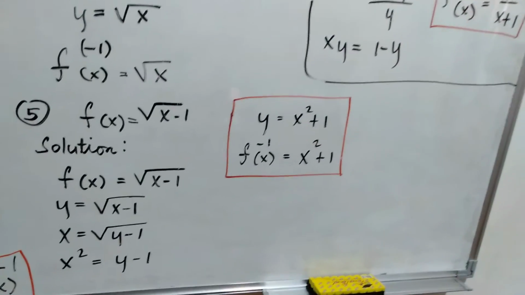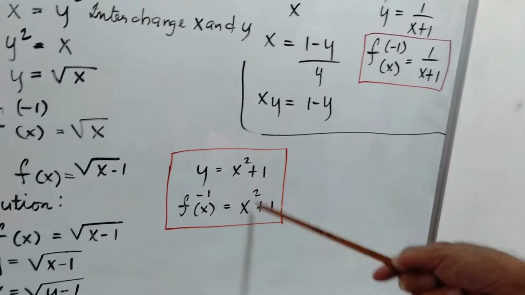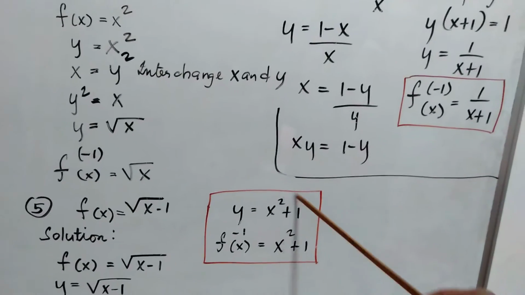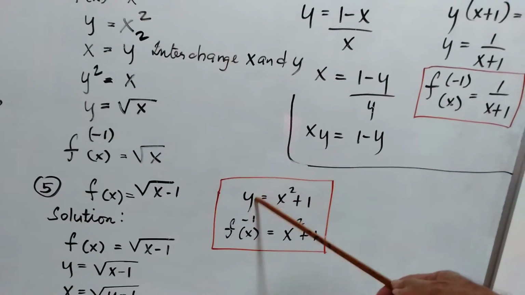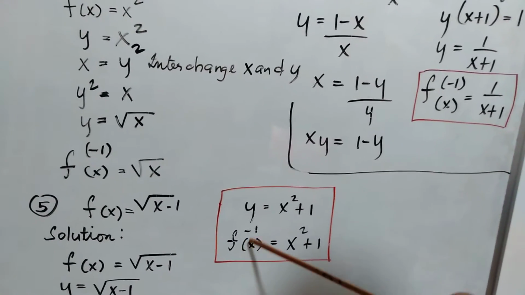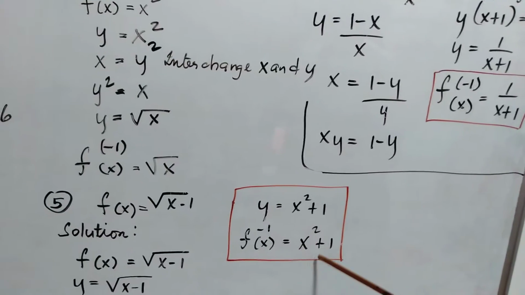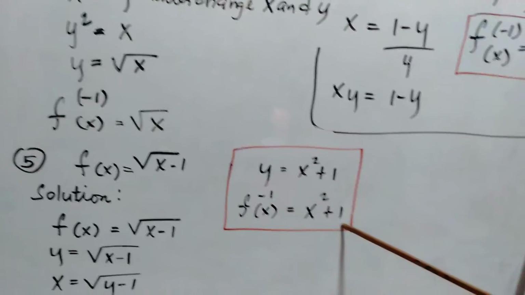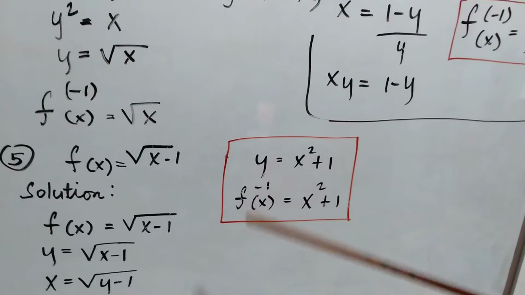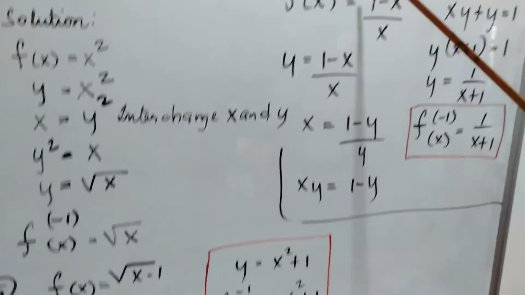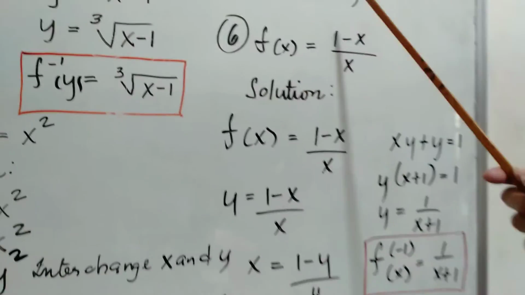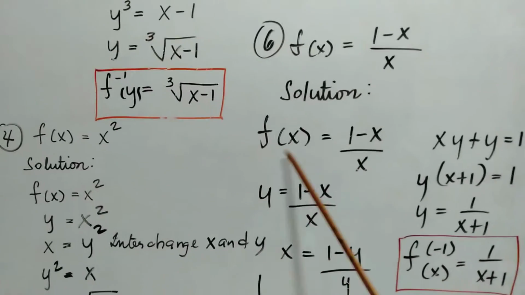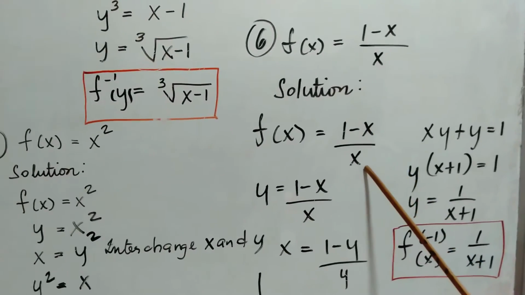And get the value of y. So we just transpose 1 to the other side of the equation. So y is equal to x squared plus 1. So this will be our answer. We just change this one to a symbol, the inverse of the given function is equal to x squared plus 1. So this will be our final answer. So for our final problem here, last problem, f of x is equal to 1 minus x over x. So the given problem, f of x is equal to 1 minus x over x.